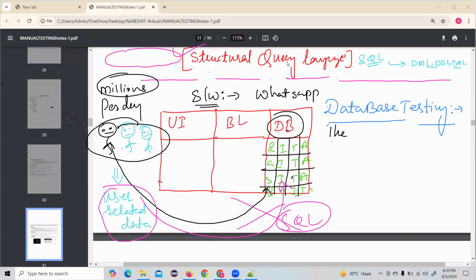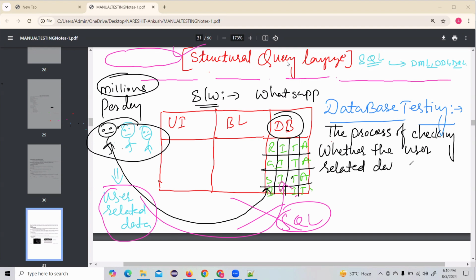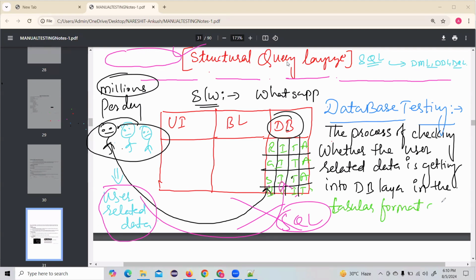Look here, the process of checking whether the user related data is getting into the DB layer in the form of rows or in the tabular format or not is called as what we called it as DB testing.